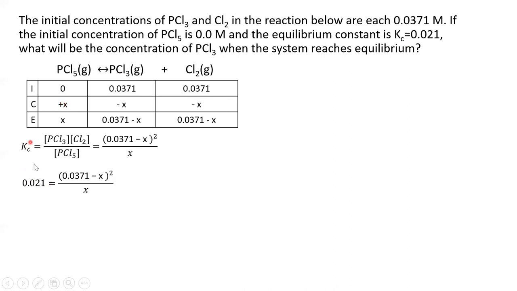Okay, so we know K. So we're going to plug in 0.021 for K. We have 0.0371 minus X squared over X. Well, we've got to do algebra to get X by itself. So the first thing we're going to do is get X out of the denominator. And to do that, we're going to multiply both sides by X.